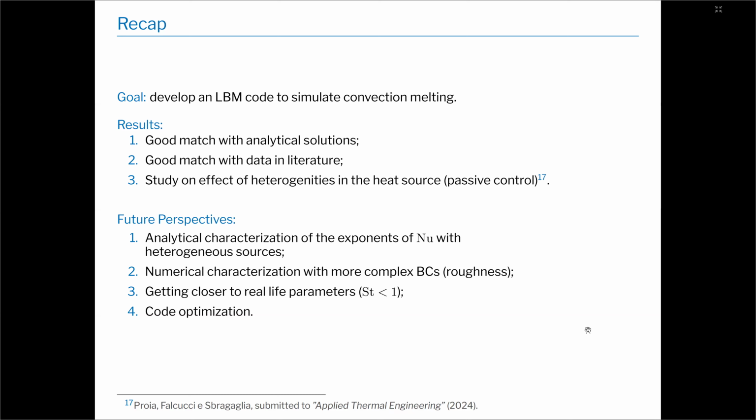And also, since the code works quite simply, we can insert other types of complex boundary conditions, for example, roughness. We can get closer to real-life parameters. And this is because with the low Rayleigh numbers, the simulation gets slower, so we need more time. And so also code optimization is paramount.